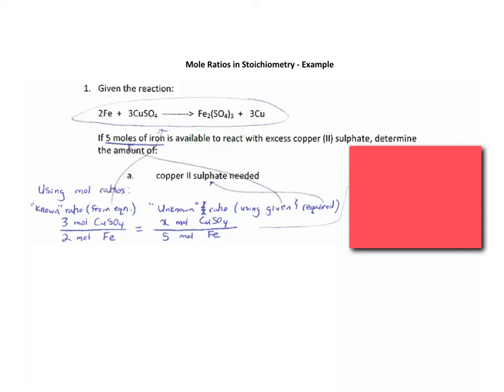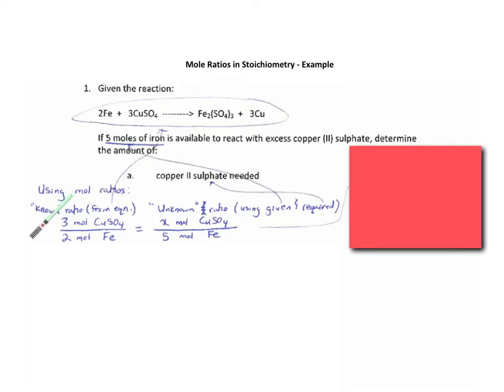Now the question here says that if we happen to have 5 moles of iron and it reacts with basically all of the copper 2 sulfate that we can have, how much copper 2 sulfate is needed to react with that 5 moles of iron? And so we can use a mole ratio to help us with that.